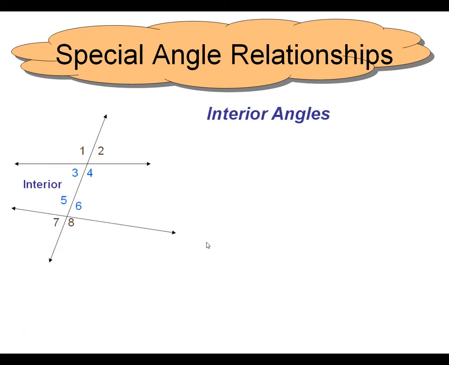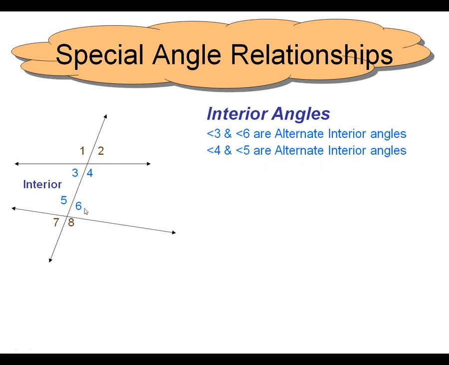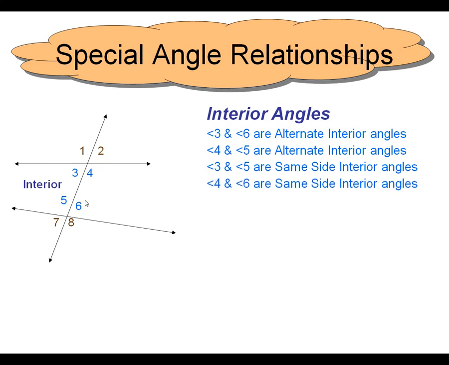And then we have some special angle relationships. So if I look at my diagram, then the interior angles are obviously 3, 4, 5, and 6. But they have special relationships. I can say 3 and 6 are alternate interior angles. See, they're on opposite sides of the transversal. They're inside, but they're on opposite sides, so alternate interior angles. Also, 4 and 5 are alternate interior angles. 3 and 5 are same side interior, and 4 and 6 are also same side interior.